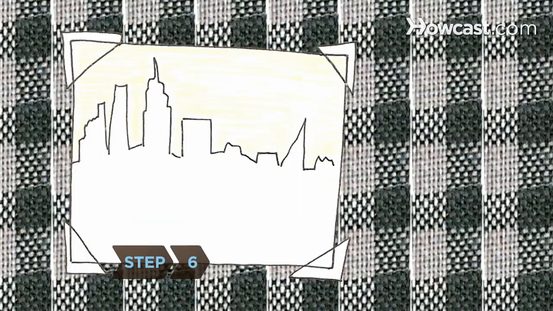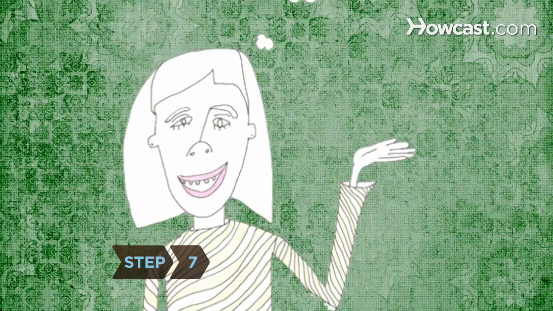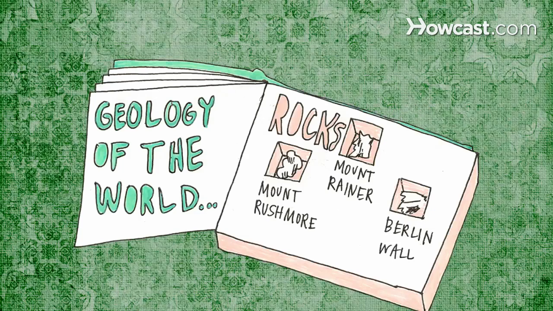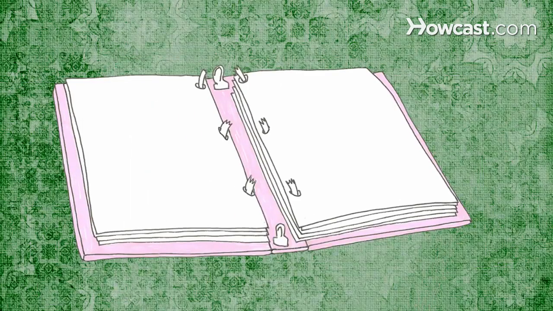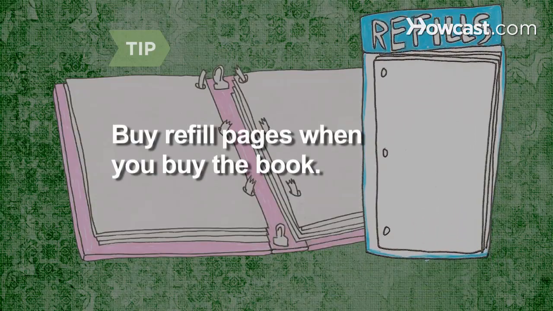Step 6. If you have anything you might want to remove at some point, you'll need to find a way to mount it temporarily, like with photo corners. Again, write down the requirements. Step 7. Think about how many pages you need and whether that might expand. You don't want a half-filled book, but if your theme might expand over the years, like Thanksgiving or summer cottage memories, you'll need a binder so pages can be added. Buy refill pages when you buy the book so you don't have to hunt them down later.